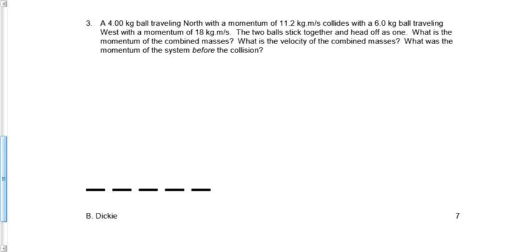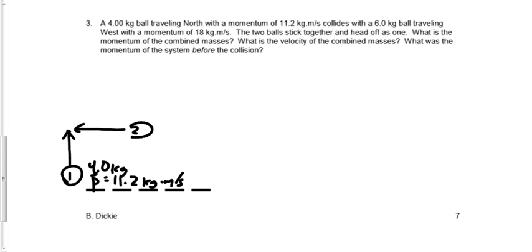We've got a 4-kilogram ball traveling north. Let's make that object number 1. Actually, let's bring it over here a little bit. And we have a momentum here of 11.2 kilogram meters per second. Usually we're given that velocity, but whatever, we'll deal with that later on. Object number 2 is moving to the west. So I'm going to make this object number 2 right here. Its mass is 6 kilograms, and its momentum is 18 kilogram meters per second.